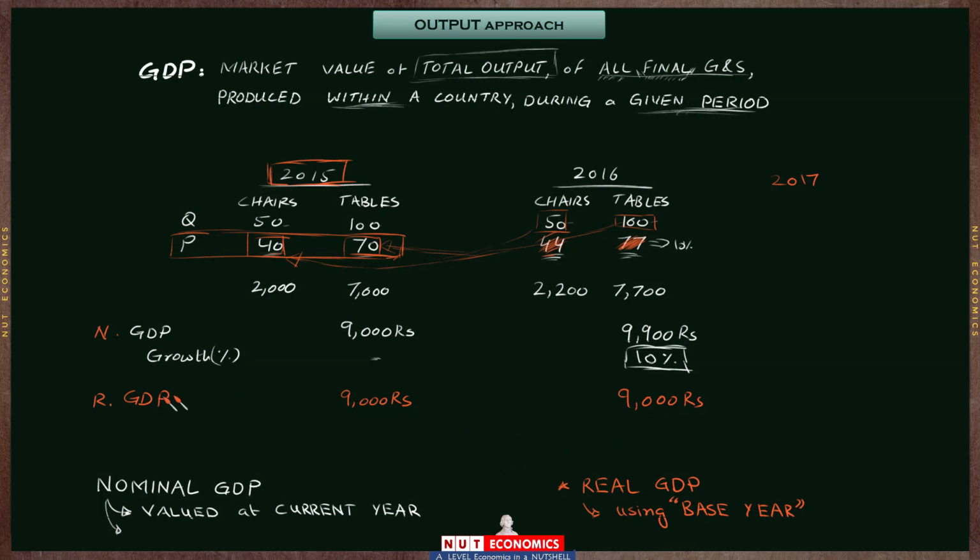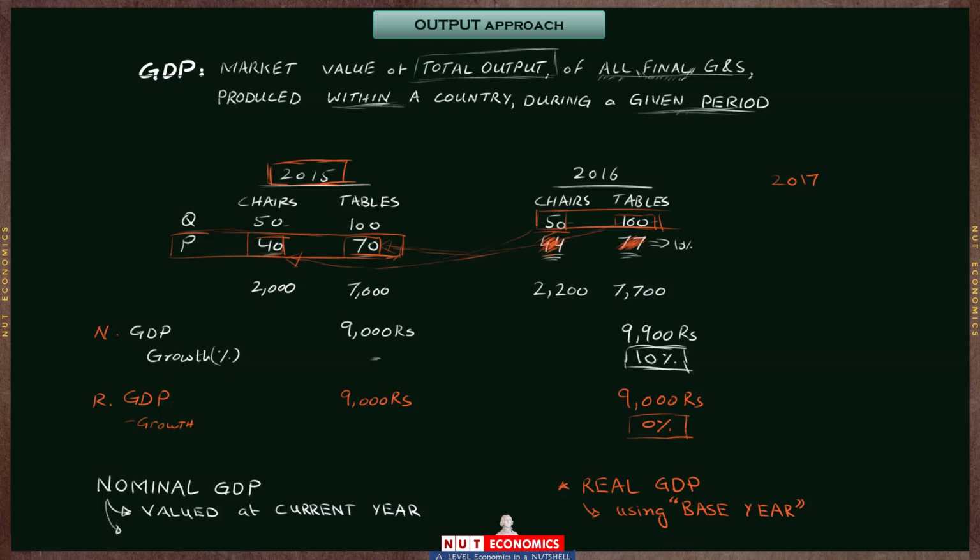And you see immediately, if you look at the growth of real GDP from 2015 to 2016, there is 0% growth. And that is a true reflection of what is happening to output. It is not growing. It is what it was. It was just prices that changed. But real GDP, by using base years, has controlled for these prices. So now the growth rate of real GDP actually reflects the true rate of growth of total output.